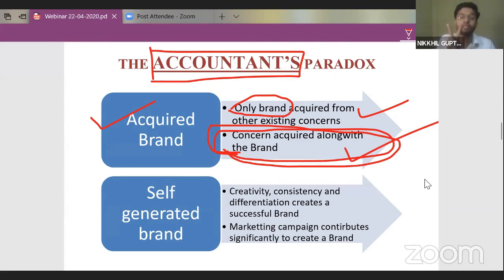These are the two situations where I can purchase brands. Okay, can I also self generate my brand? Yes, sir. Haldiram's has self generated his brands. So Haldiram's is one of the very famous groups, not only in India, but across the world, who has developed its brand like no other brand.